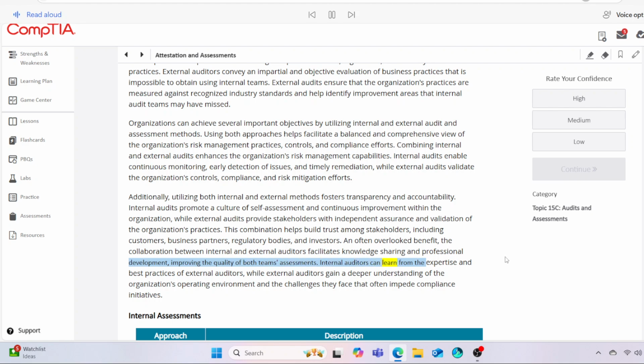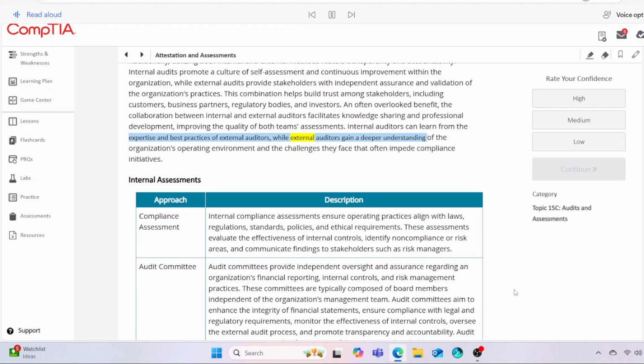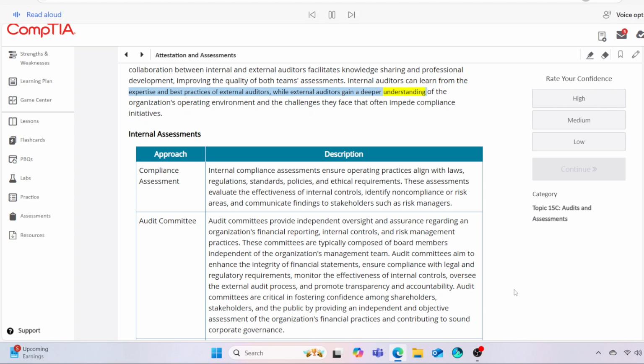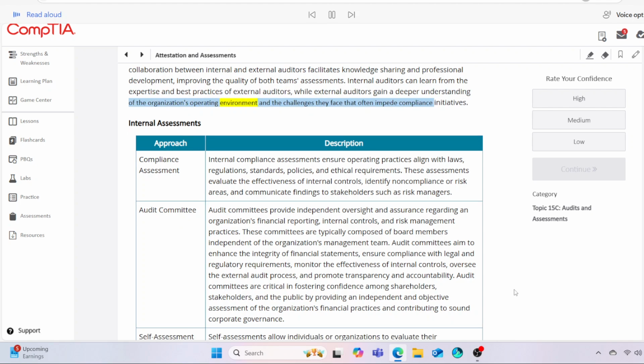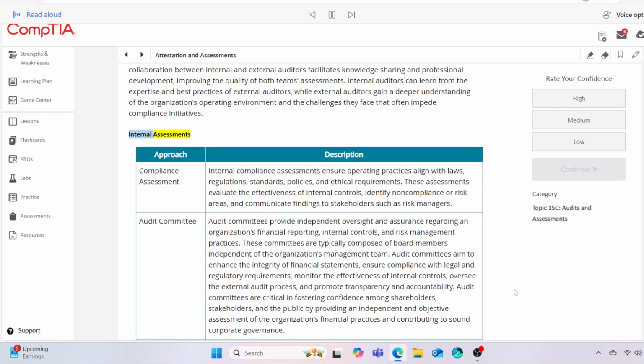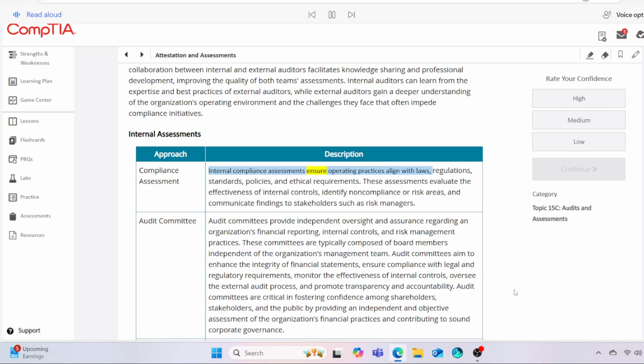Internal auditors can learn from the expertise and best practices of external auditors, while external auditors gain a deeper understanding of the organization's operating environment and the challenges they face that often impede compliance initiatives. Internal assessments. Approach. Description. Compliance assessment. Internal compliance assessments ensure operating practices align with laws, regulations, standards, policies, and ethical requirements.